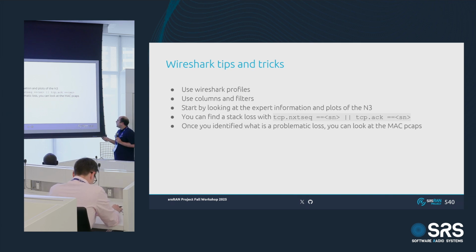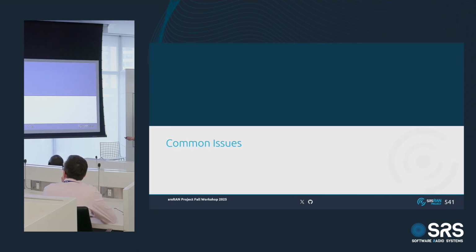So finally, just some tips and tricks. I recommend that you use profiles. Wireshark profiles are great. You can put different columns so that you can change around quickly, and you can use filters to narrow down and just show the information of the problematic packets. But that's it for that.